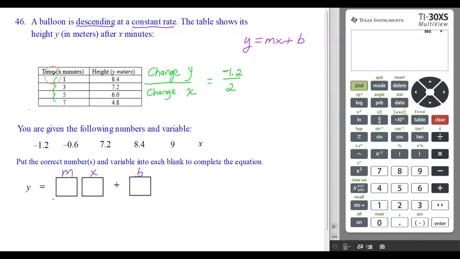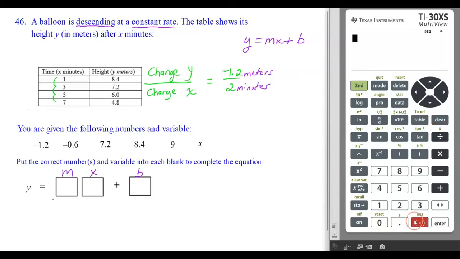And the time is measured in minutes, so this is really 2 minutes. I'll write that in there. And the change of y was negative 1.2, which is the y value is measured in meters. So I should put my meters in here. So this is just telling us that every 2 minutes, the balloon descends or goes down by negative 1.2 meters. Well, we need to divide this out, so let's do that. Let's go negative 1.2 divided by 2.